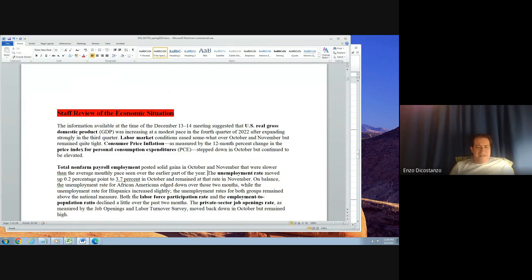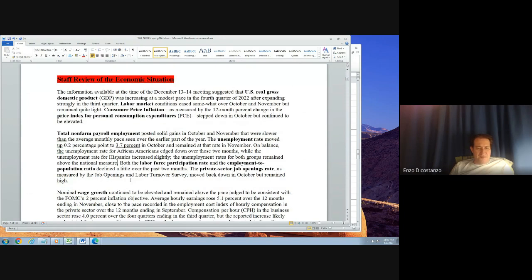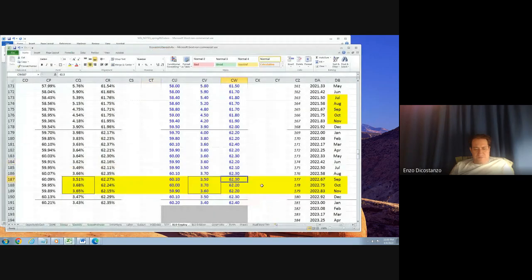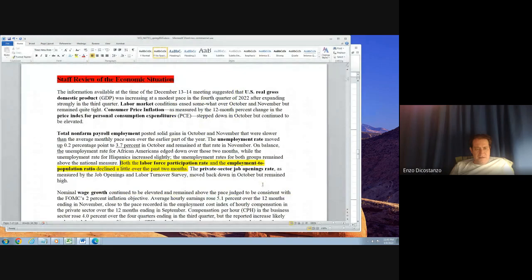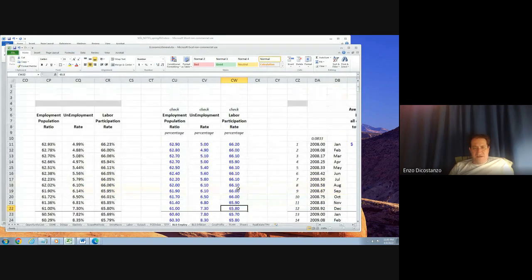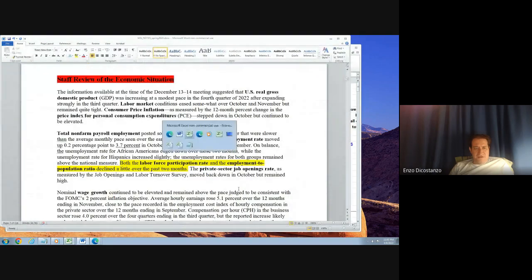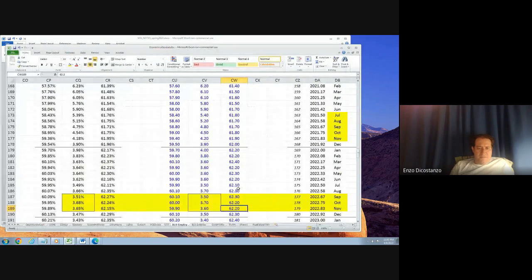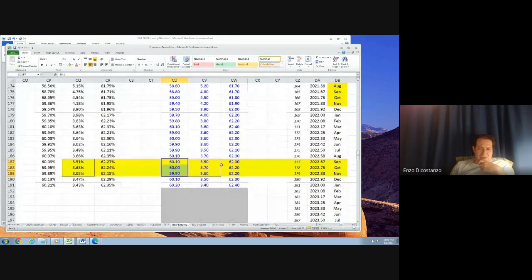Above the national measure. Next is labor force participation rate and employment to population ratio, which declined over the past 2 months. So again, we can look at this. Labor force participation rate is pretty steady. It says declined a bit. Yeah, a bit. So that's participation rate and employment population ratio. Here's the employment population ratio. That's declined, and the participation rate nudged a tenth of a percent down, which is what you have there.